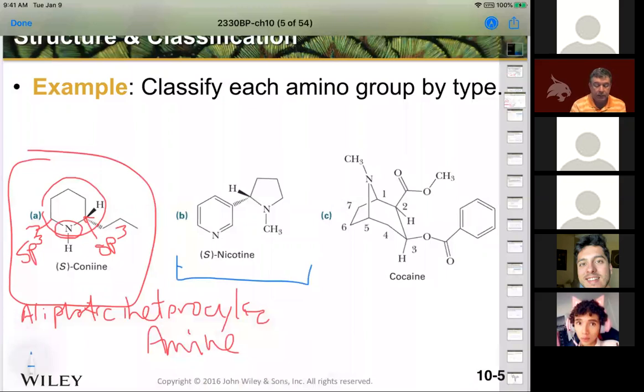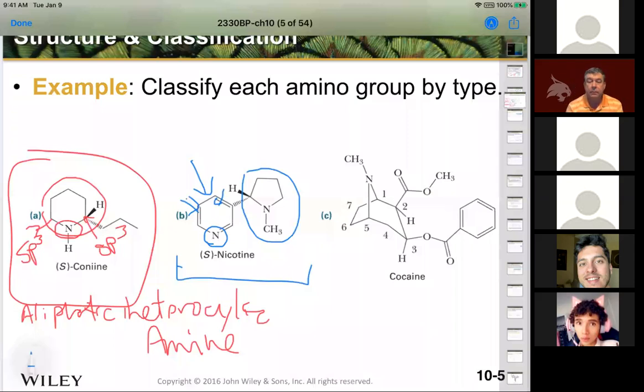If we look at this one right here, this is a nitrogen in a ring, but it's an aromatic ring. So this is our aromatic heterocyclic amine. And this right here, this 5-membered ring, has no aromaticity, has none of these double bonds associated with it. So therefore it is an aliphatic heterocyclic amine.